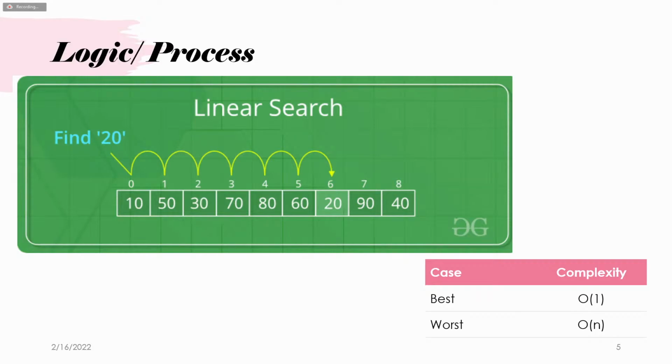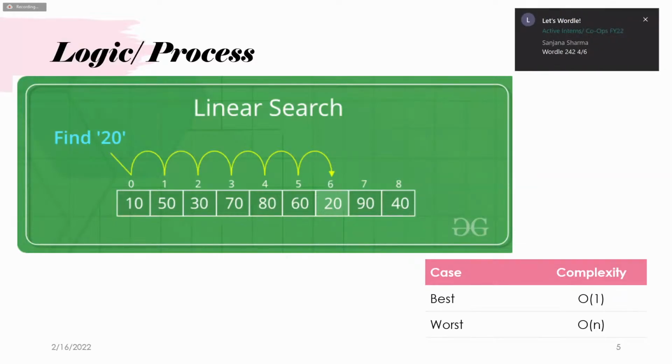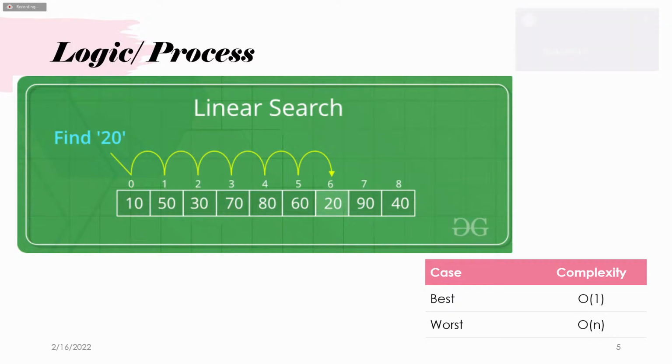As the name suggests, it goes linearly and sequentially. You iterate throughout the array and check whether your value is present or not. Coming to the time complexity of linear search, there are two things: the best case and the worst case. In the best case, say you have to find 10. 10 is present at the 0th index, so you get the index where the target value is present in the first comparison itself. In that case, your time complexity is going to be order of 1. This is your best time complexity.